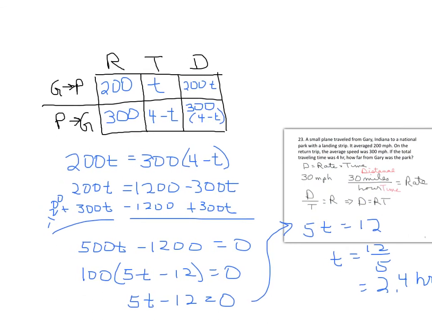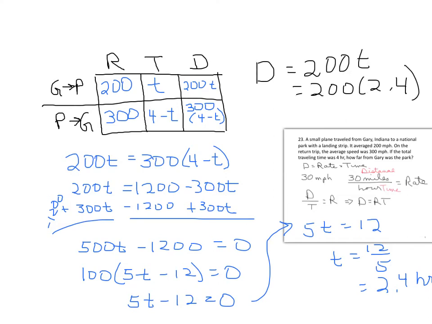And we found out that the time here is equal to 2.4 hours. And we also know that the distance is 200 times the time. So we can find distance by multiplying 200 times 2.4. And that's going to tell us that the distance between Gary, Indiana and this national park is 480 hours.